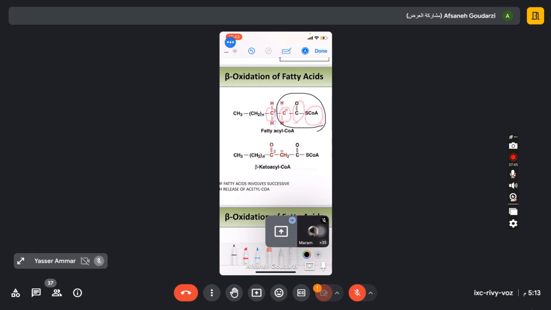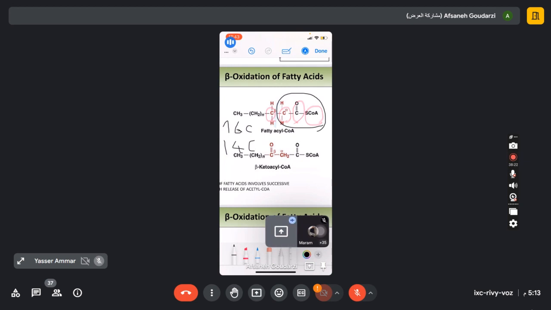And if you consider this fatty acid-CoA, it has, for example, 16 carbon. If beta oxidation occurs and we remove one acetyl-CoA, how many carbon will it have? 14 carbon, because 2 carbon is already lost via beta oxidation. This is the first round of beta oxidation.